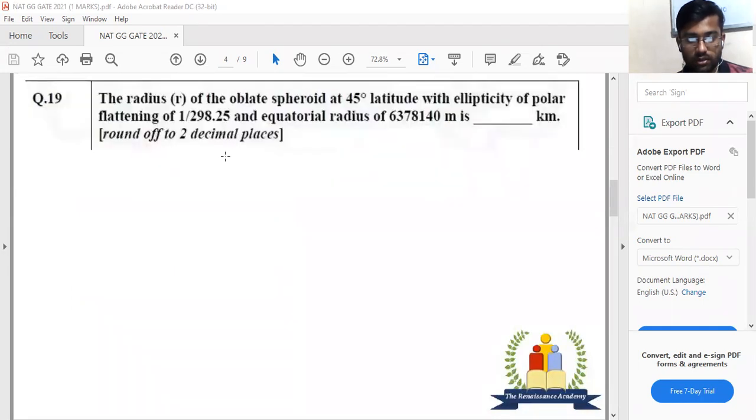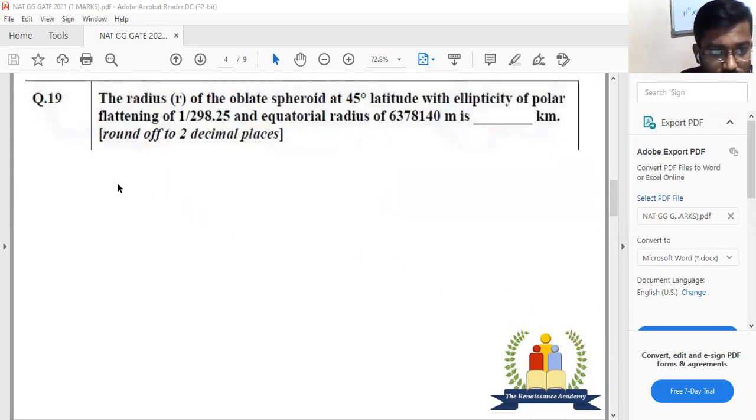Question number 19. The radius r of the oblate spheroid at 45-degree latitude with ellipticity of polar flattening of 1 upon 298.25 and equatorial radius of 6378140 meters. Fill in the blanks kilometer. Round off to 2 decimals. Okay. So first, before solving this question, we need to understand the concept of ellipse.